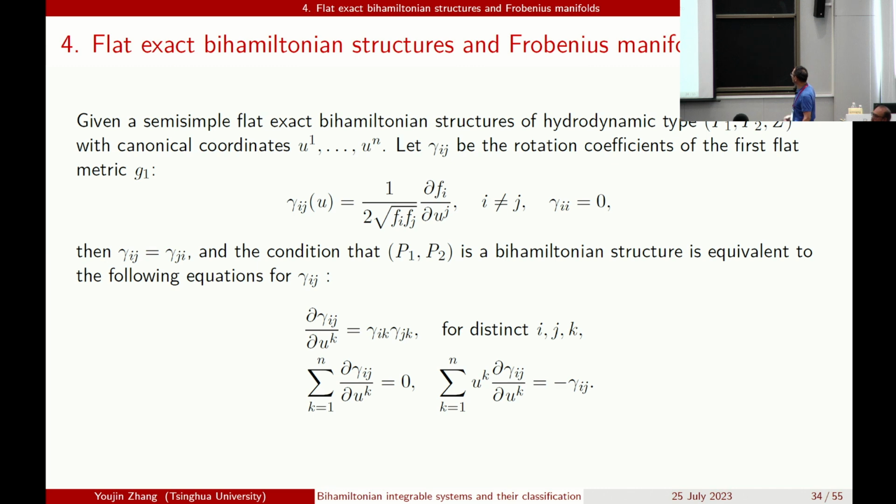And then if we introduce the rotation coefficients of this first flat metric, we call them gamma ij. This Egorov condition means that this gamma ij is symmetric. And this bihamiltonian structure means that this rotation coefficient gamma ij satisfies these equations. Okay, this is if and only if.